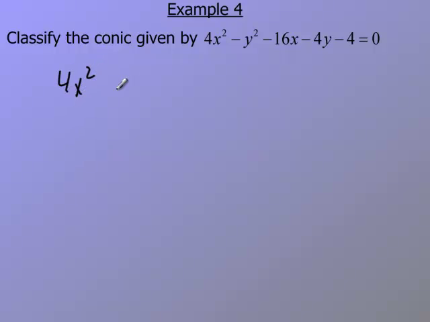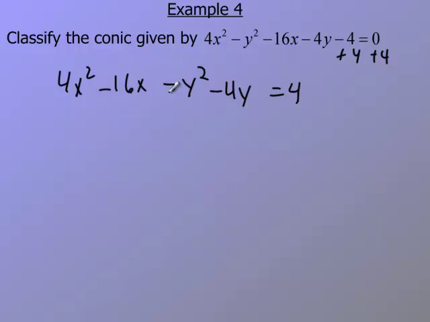4x squared minus 16x minus y squared minus 4y, and what I'm going to do is set it equal to the constant, so I'm going to move the constant to the other side, equals 4.